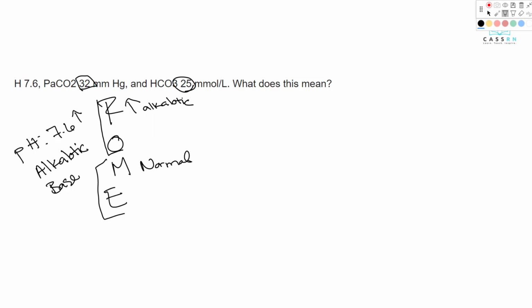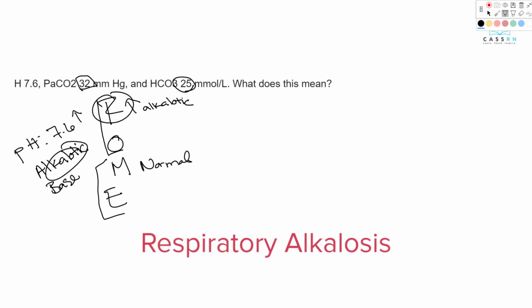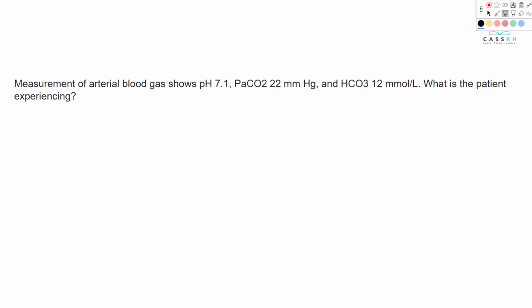So basically what we're stuck with here is respiratory alkalosis. Okay, so with that respiratory alkalosis, then we need to know if it's compensated or not compensated. And in this case, we have no compensation because this is normal, which means that the kidneys are not yet compensating for the respiratory system. All right, now we've got one more here.